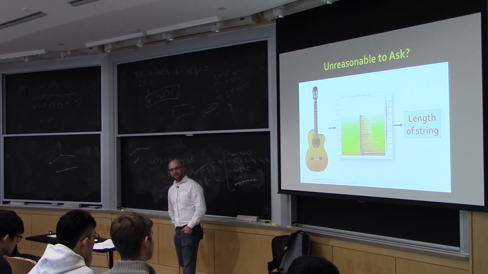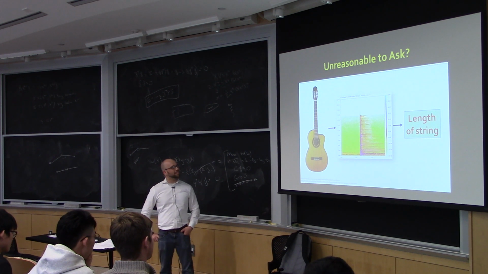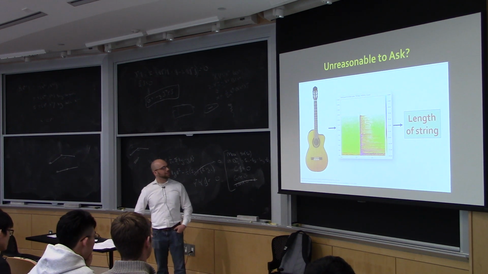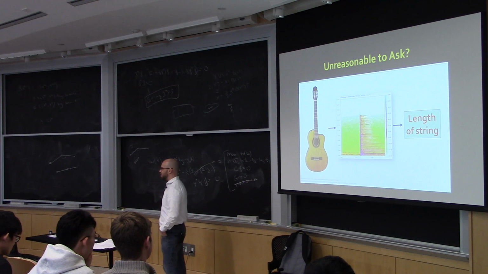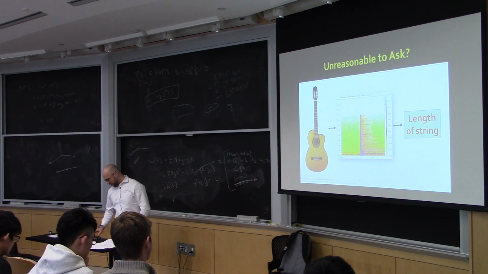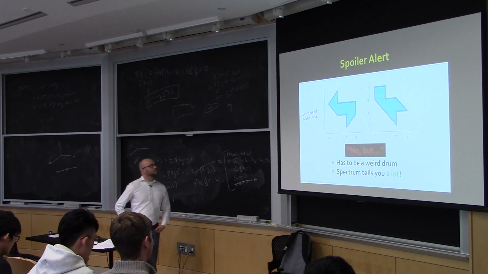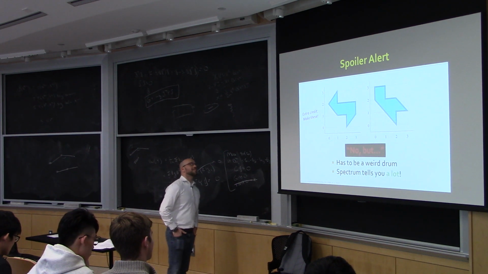And it turns out that's a very deep one. And in fact, it's extremely difficult to find two guitars that sound the same. Yeah? Of course, that's probably more of a two-dimensional thing. Yeah. Unfortunately, the spoiler alert here is that no, there exist isospectral drums.